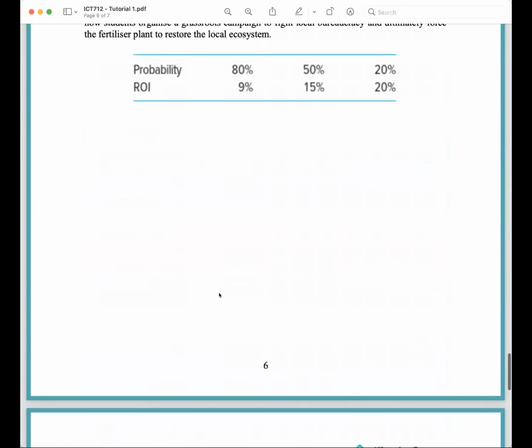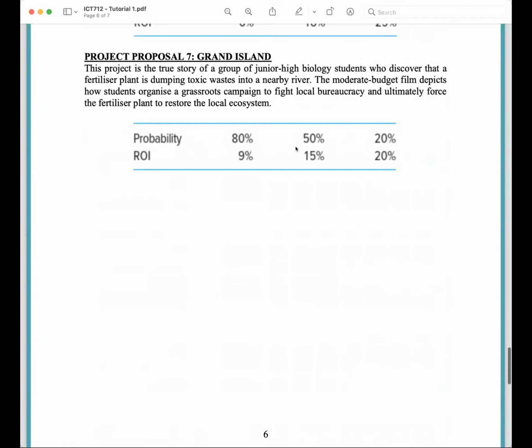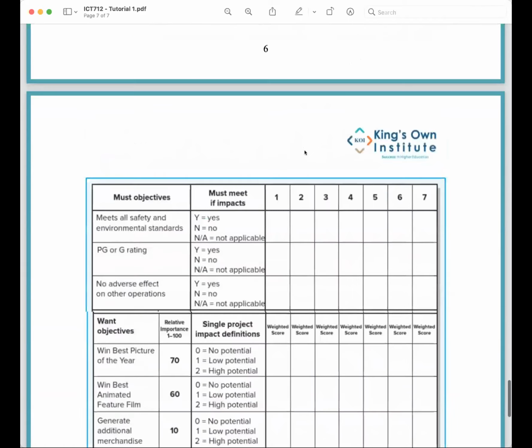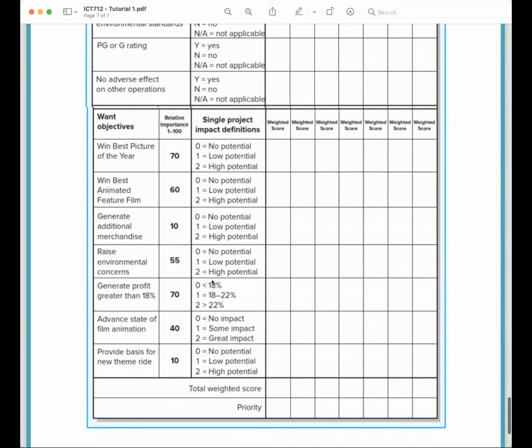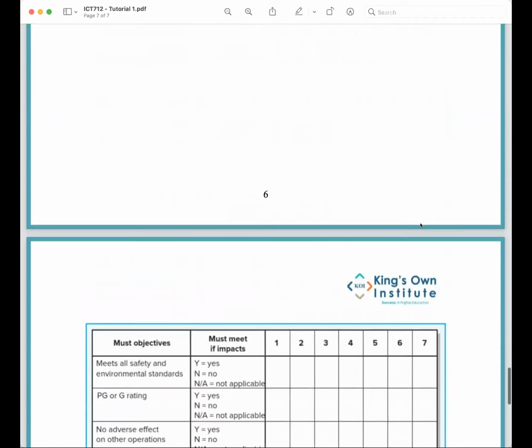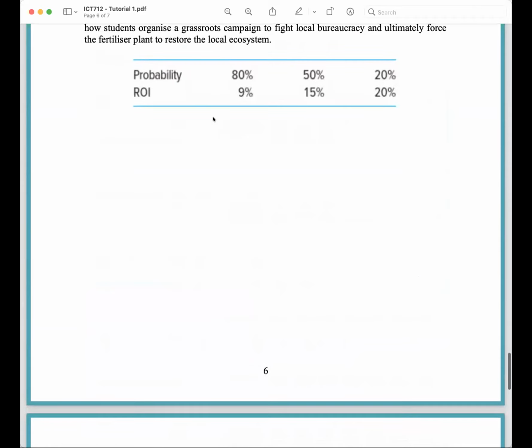Is it going to give me less than 18% or more than 18%? Less than 18%. So based on that, would you evaluate that project as a 0, as a 1, or as a 2? 0. So 70 multiplied by 0 is how much? 0. And that's where you need to go and look at the criteria of each project.